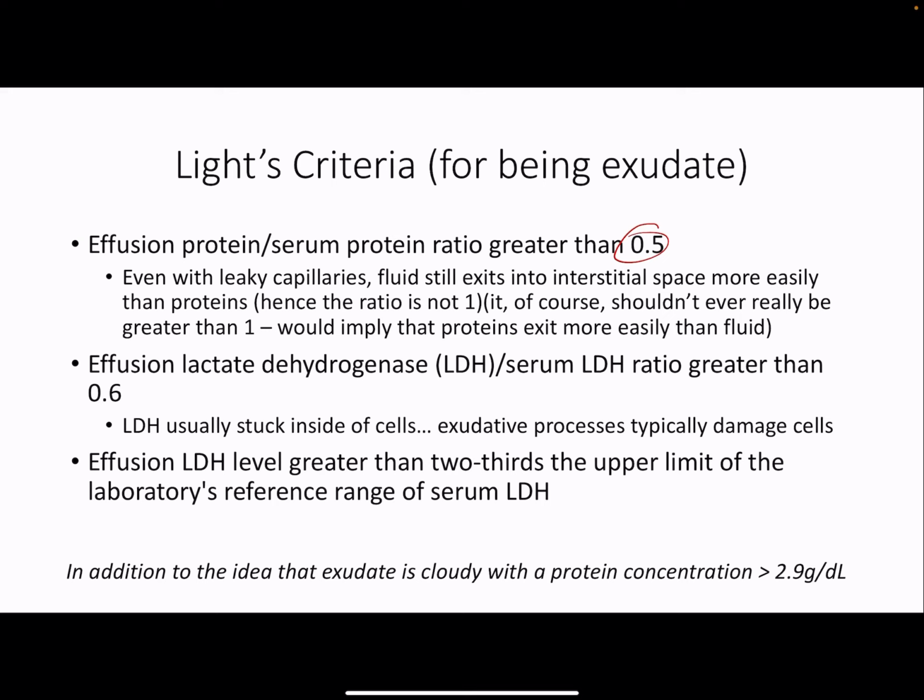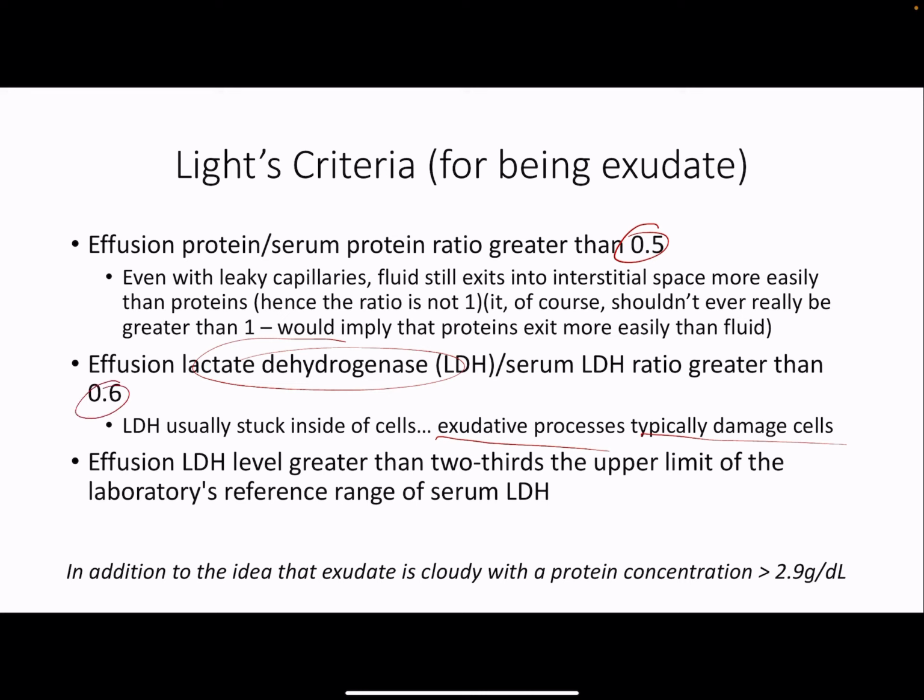So it's going to be probably between 0.5 and 1 if it's an effusion. Lactate dehydrogenase is usually associated with damaged cells. LDH is in cells, so when the cells are damaged, the LDH spills out. Exudative processes are going to damage cells, so it makes sense that I should see these go hand in hand.